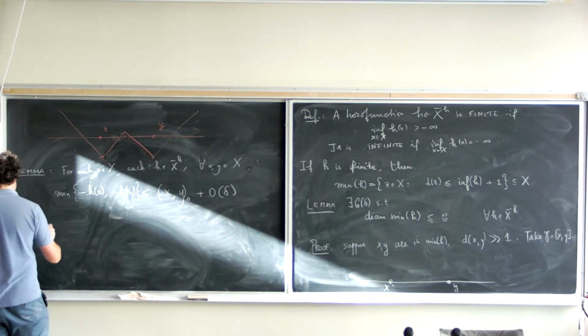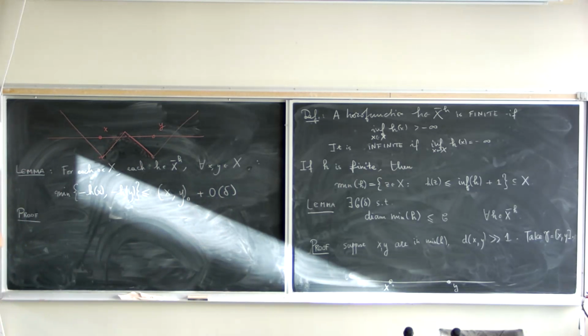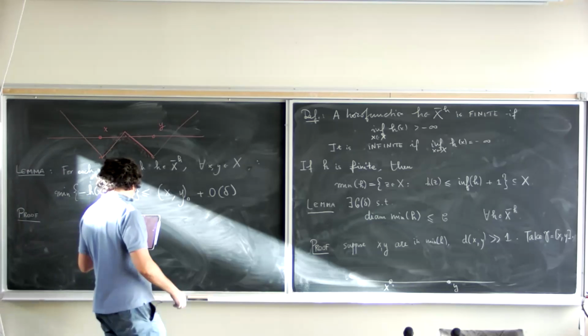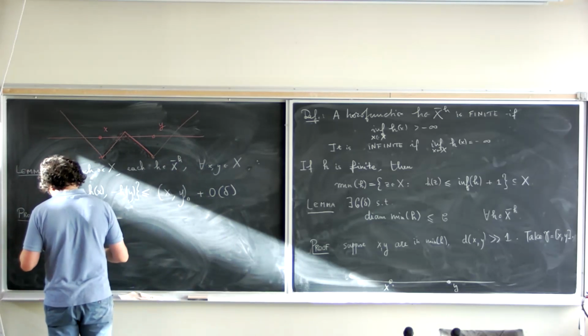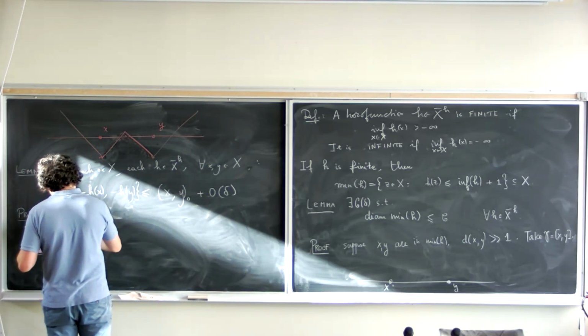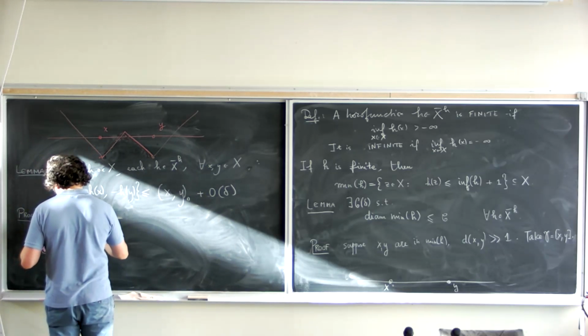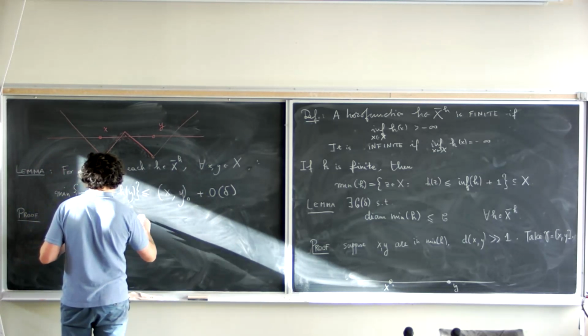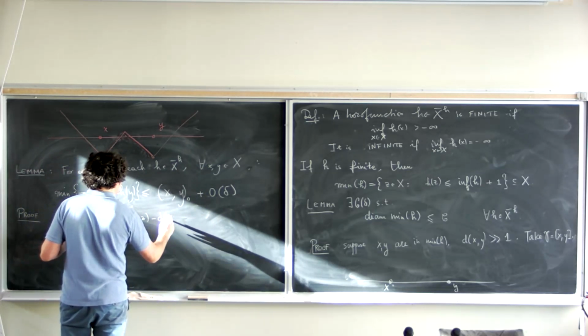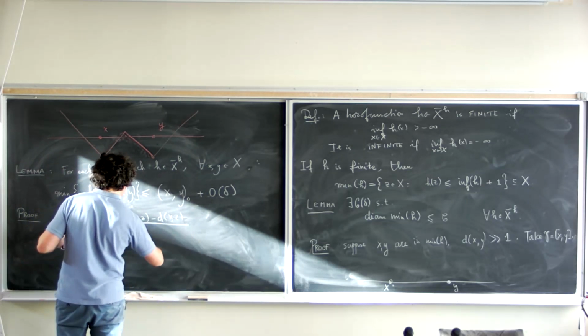So let's see how to prove this. Maybe this is easy enough to be proven. It's a good exercise to play with the definition of the Gromov product. So remember what the definition of the Gromov product is, right? The Gromov product between X and Z at O is the distance between O and X plus the distance between O and Z minus the distance between X and Z, over 2.